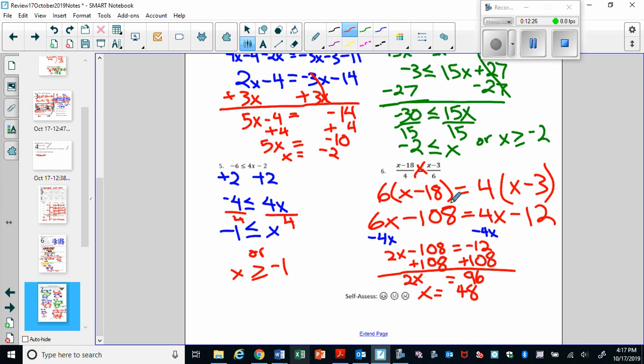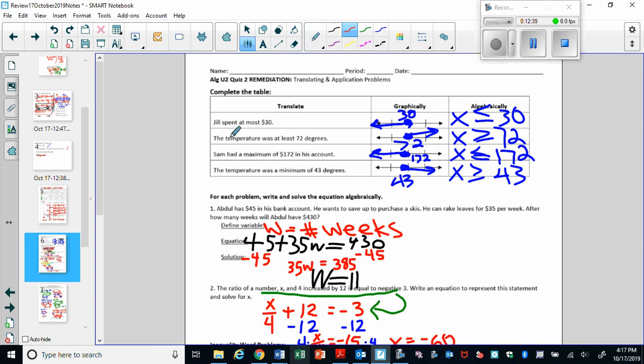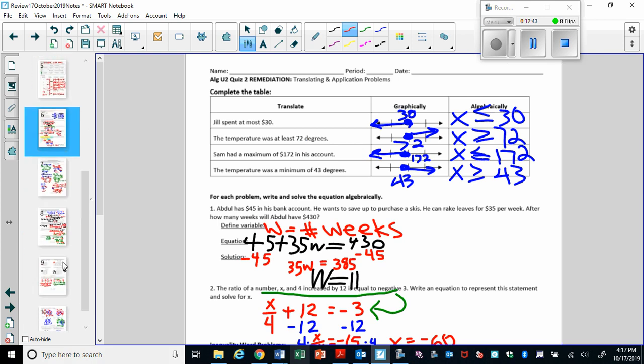5 and 6. 5 is just like 4. 6 is just like a problem we did earlier, so I'm not going to go too much into detail. And these problems we did in class.